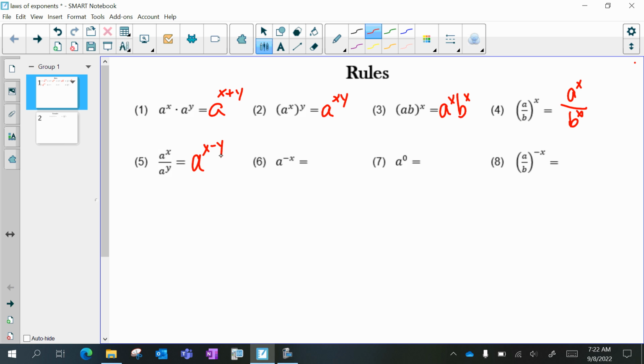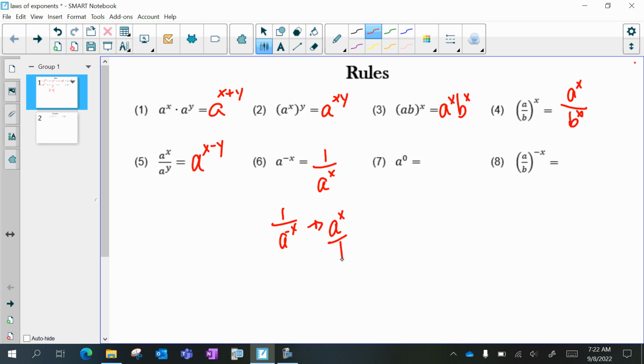For number six, a to the negative x, when you have a negative exponent, you are going to form the reciprocal or move the base to the opposite location. So this becomes 1 over a to the positive x. If it was already in the denominator, so for example, if it was 1 over a to the negative x, this would become a to the positive x. And if you wanted to, you could, of course, make this a over 1.